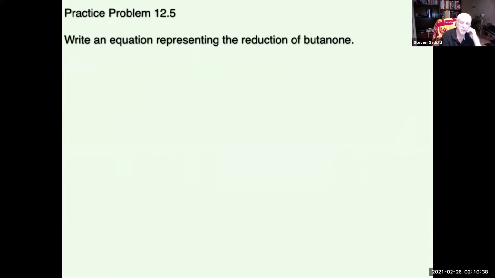Reduction of butanone. Reduction means adding hydrogen. Butanone is 4 carbons. So CH3, C, double bond O, CH2, CH3, plus hydrogen.